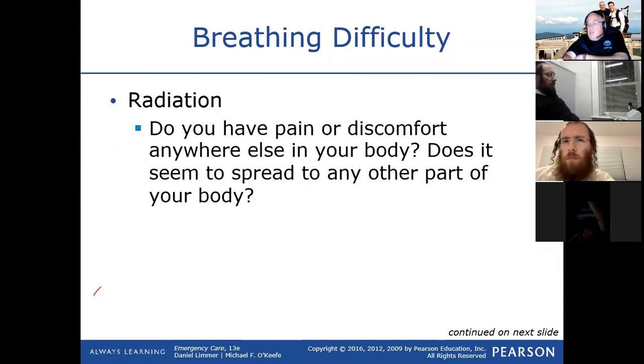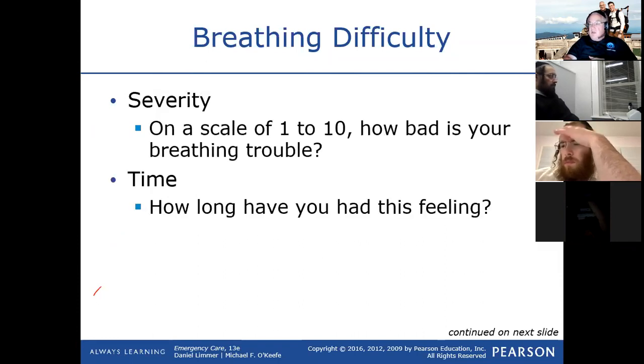Okay. Radiation. When it's pain, we ask them, let's say they're having chest pain or lung pain, okay, point to where the pain is. Is it going anywhere else? Do you have any other pain in your body? Is it moving to any parts of your body? Severity, again, on a scale of 1 to 10, with 10 being the worst, how bad is your breathing right now? How bad was it when it started?